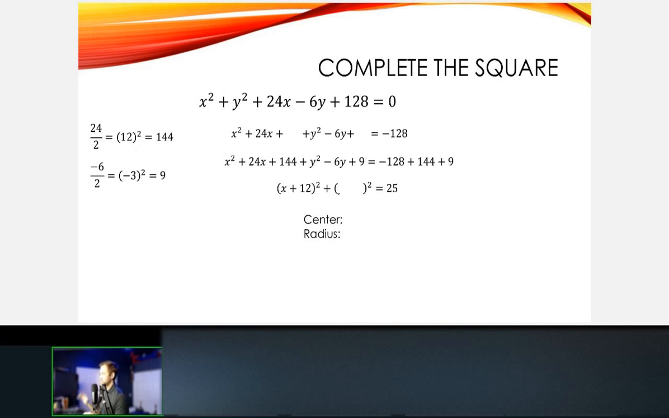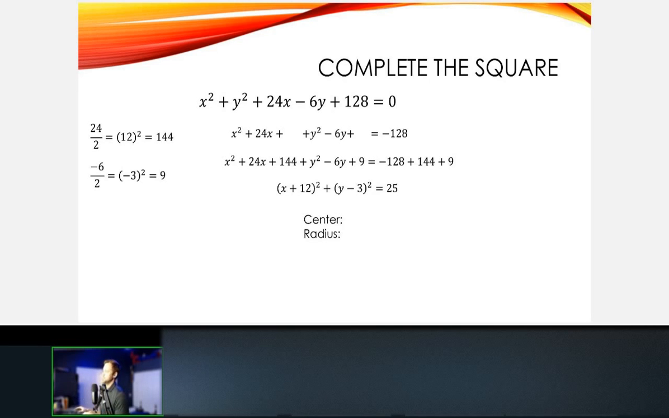And then same thing for the y stuff. You don't have to think about it. You can look over and say, oh, it's going to be y minus 3. Because -3 plus -3 is -6, and -3 times -3 is +9. So now look at that. We went from general form of a circle to standard form.